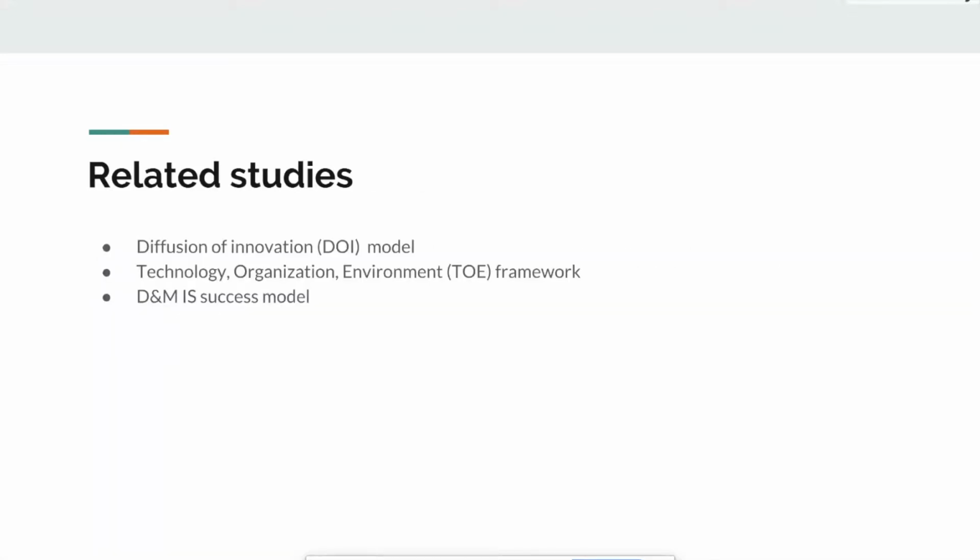Related studies. In related studies, I have discussed the diffusion of innovation model, which is proposed by Rogers, and it's a very popular model in the IS research field. Basically, this model calculates the adoption rate of an innovation. Also, I have discussed technology, organization, and environment. It's called the TOE framework. It's also a very popular framework in the information systems research area.